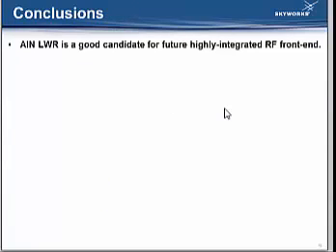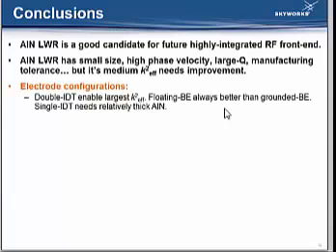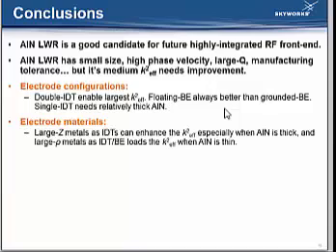So to sum up, aluminum nitride is a good candidate for future highly integrated RF front-ends because it has high frequency and multi-frequency ability compared to BAW and SAW, and is CMOS compatible. Aluminum nitride has small size, high phase velocity, and large Q manufacturing tolerance, but its coupling coefficient needs improvement. This can be done by carefully designing the electrode. For electrode configurations, double IDT enables the largest coupling, and floating bottom electrode is better than grounded ones. Single IDT needs relatively thick aluminum nitride.